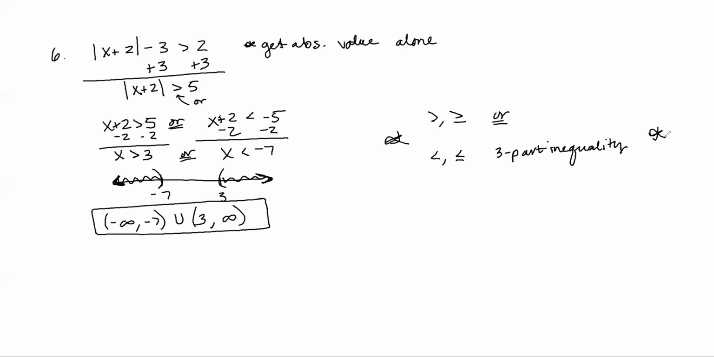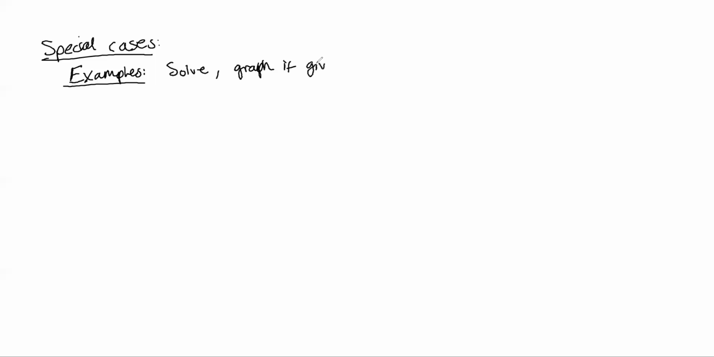So now let's take a look at some special cases. For these special cases, we're not actually going to have to go through and do all of the work, and you'll see why in the first couple of examples. If you were to go through and do all of the work, you have to be careful with the graph. We're going to solve and then graph if given an inequality. If it's an equation, we're not going to graph these.